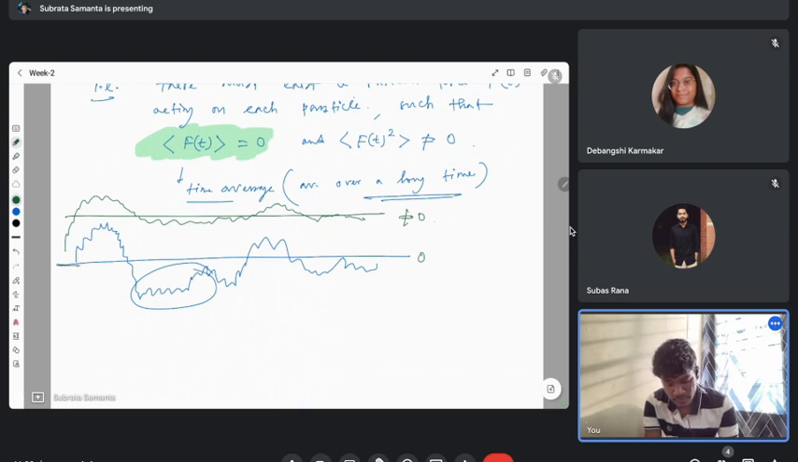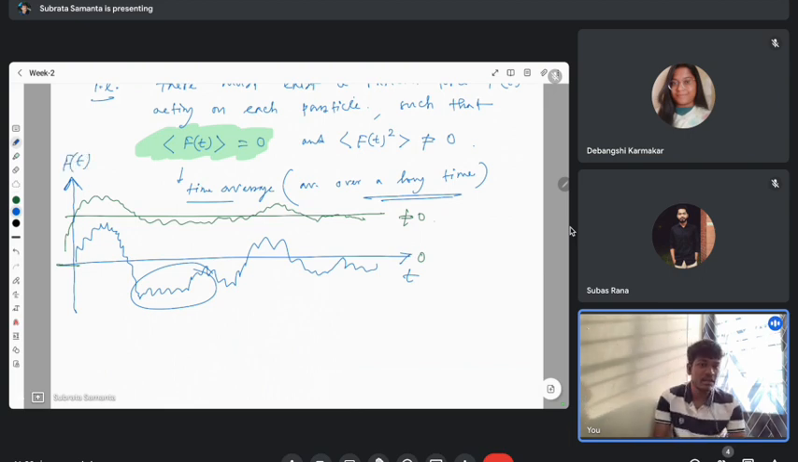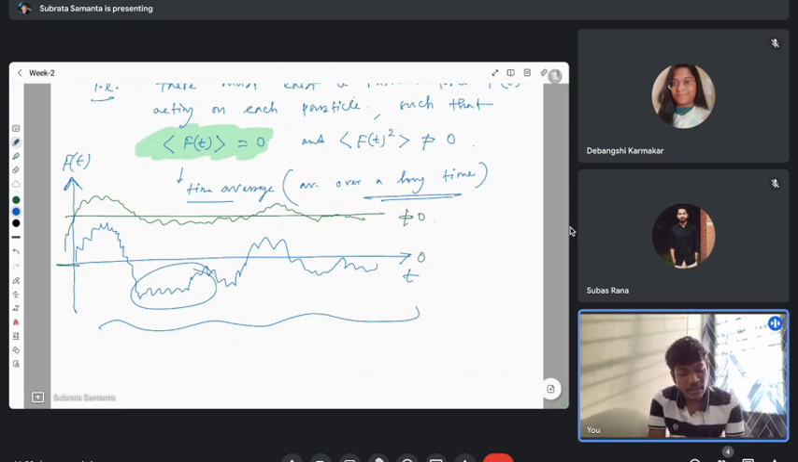So this is your x-axis. This is your time, and this is your f(t). It's a random force, so it can take any value, positive or negative, fluctuating around 0. Over a long time period t, this average goes to 0, because for any random force, if you take the average over a long time, you will get 0. But when it's squared and then we take the average, the f(t) squared average is not 0.